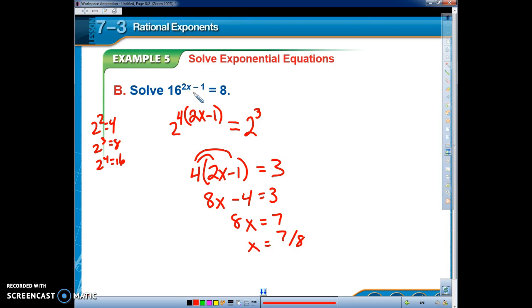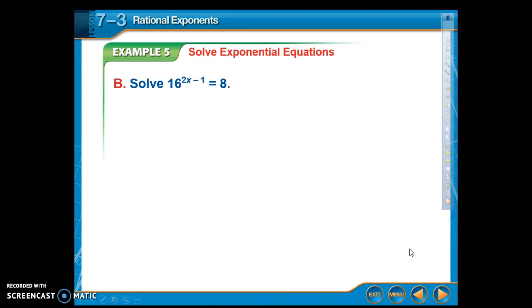So now, if I punch it back into my calculator, I'm grabbing my little calculator right here, I can go 16 to the, sorry, I'm putting it in right now, 2 times 7/8, minus 1. Press enter, and that's equal to 8. So it actually does work out, and it checks out on my calculator. If I take the 7/8 and put it back into the x right there, it does check. There we go.